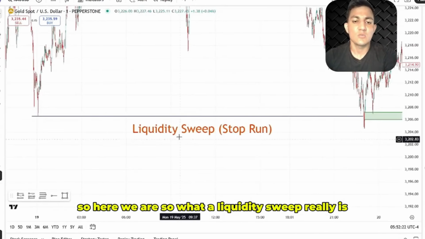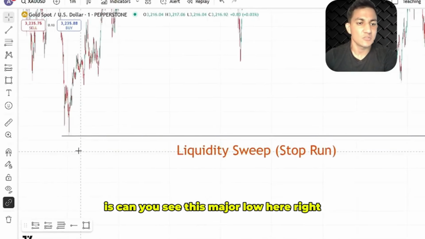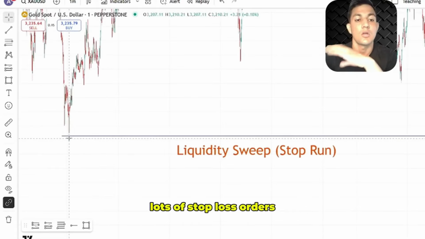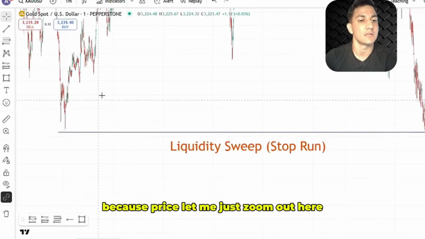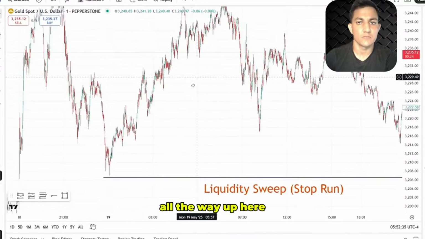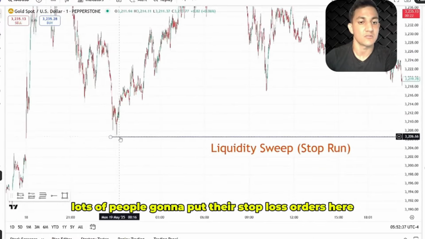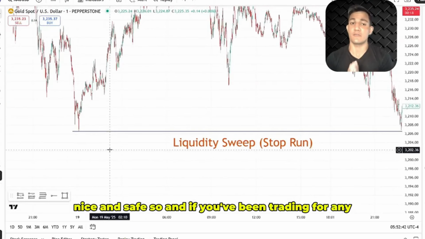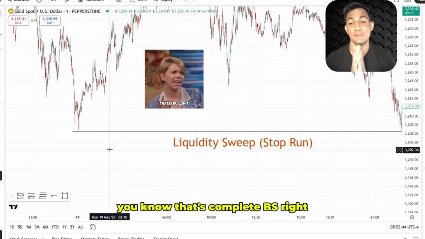So what a liquidity sweep really is: can you see this major low here, right? This major low here where there's lots of liquidity, lots of stop loss orders, whatever you want to call it, at this low here, right? Because price, let me just zoom out here. See how price shoots all the way off, all the way up here. Lots of people are going to put their stop loss orders here, thinking it's nice and safe, right? Nice and safe.